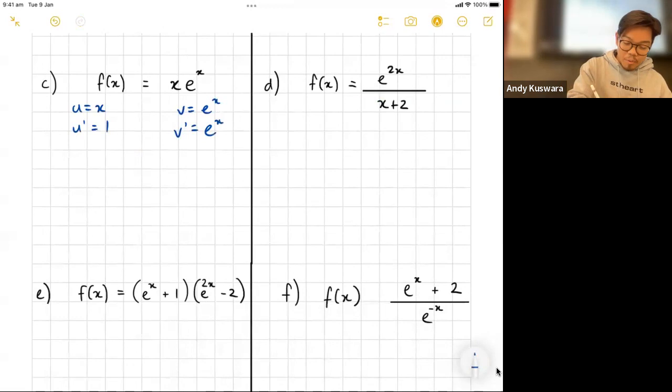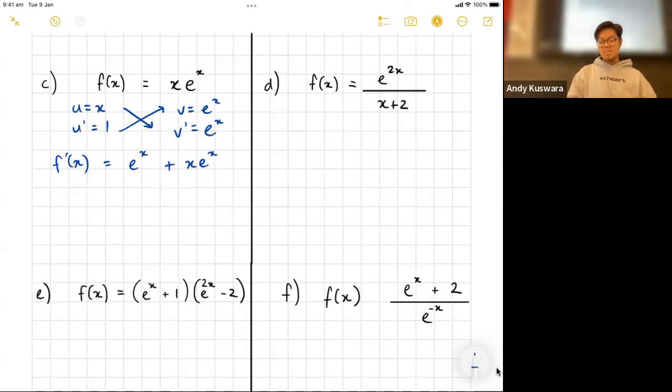Okay, so now to do my product rule, it means my f dash x is going to be v u dash plus u v dash. So in other words, it's going to be 1 times e to the x, which is e to the x. Product is plus, and I'm going to go my other product, which is going to be x e to the x. Now you can factorize this if you want, but at this point it's differentiated. I'm leaving it there. Okay, now moving on to the one next to it.